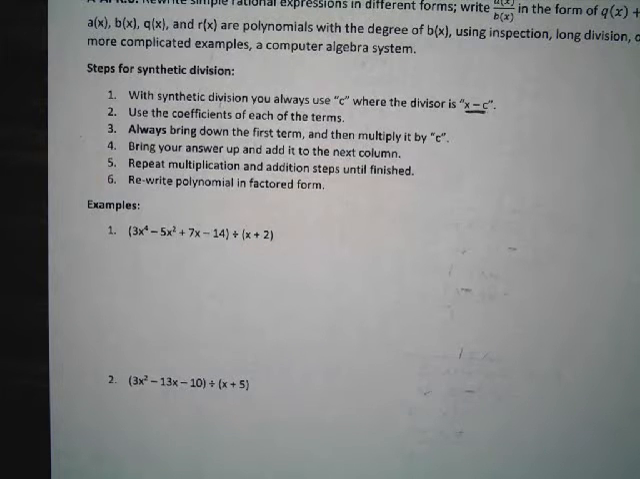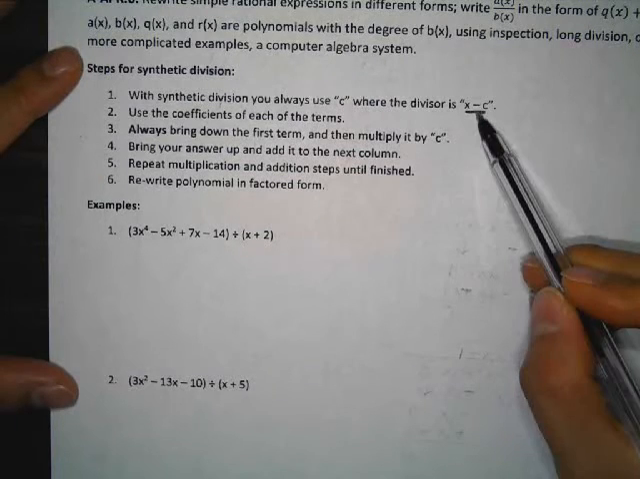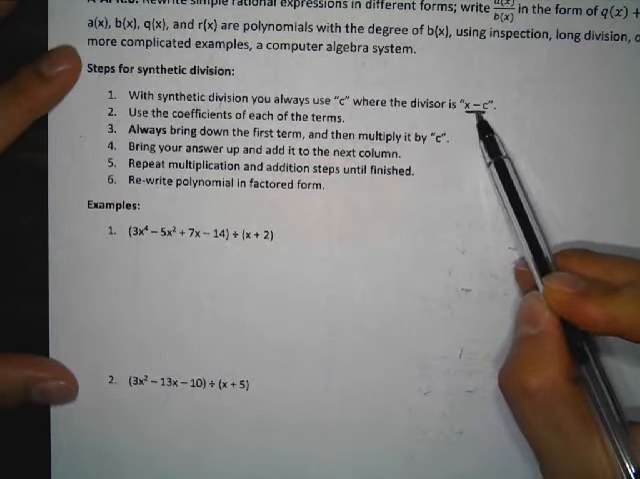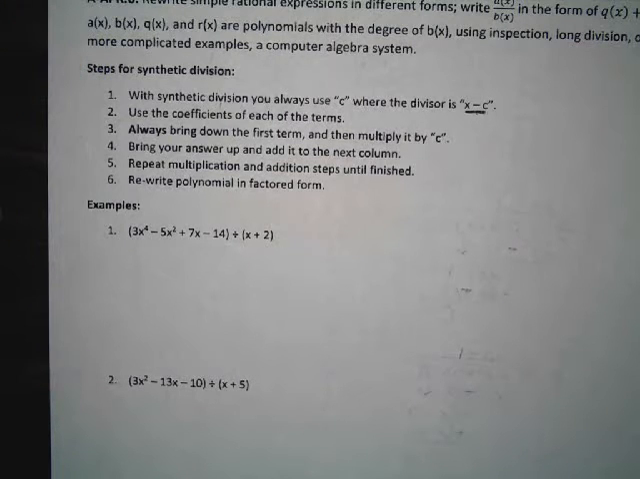So again, it's a little simpler because all you're doing is dividing out by the coefficients. But you have to keep in mind that you're dividing by x minus c and that you have to put 0 for the missing terms. So I want you guys to do number 1 on your own. So we're going to jump down and do numbers 2 and 3.